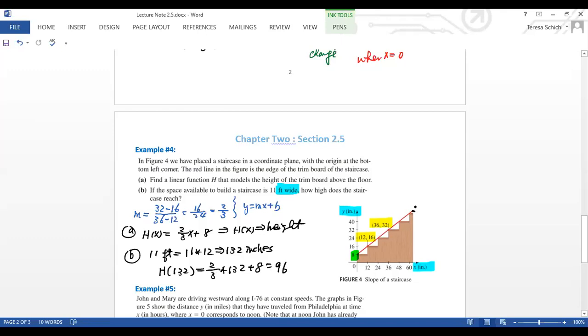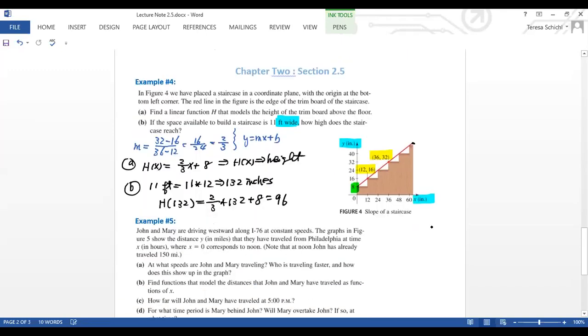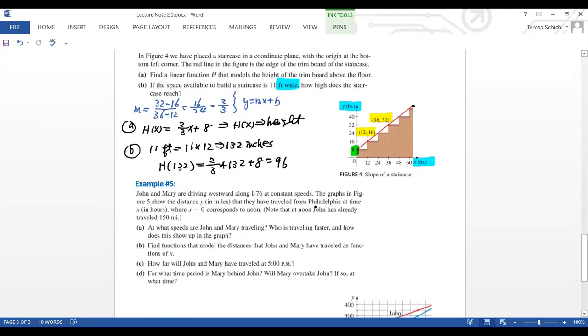Okay, so be very careful. This problem is a little bit tricky, because when you read the problem, you need to be very careful about inches and feet, those things. Okay, so number 5 is also a very good problem.